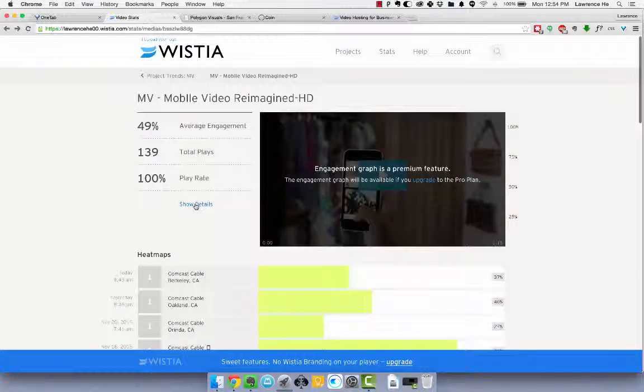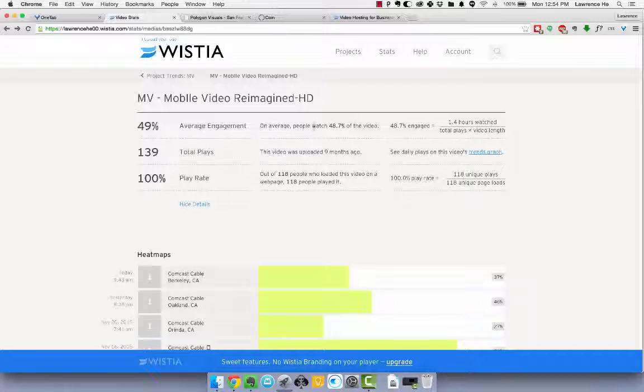So what does this mean? If I click show details, on average, people watch 48.7% of the video, which is good. A lot of times, if you have a really unengaging video, people are bored, they just skip through. So I think 50% is pretty good. I also know that there's 139 total plays, which means that out of the people that I send to my site, with a certain amount of traffic, this video gets watched a certain amount of times. And out of 118 people who loaded this video, 118 people played it.